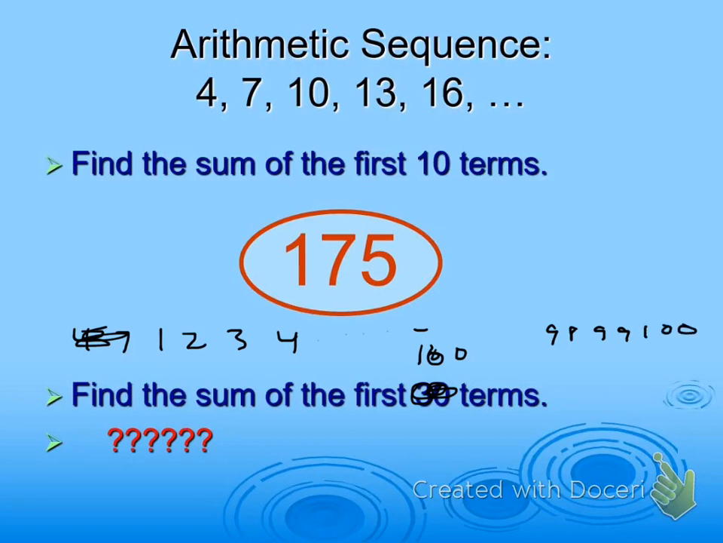Okay, everybody see me? And what the young Gauss saw was, if I went 1 plus 100, that's 101. 2 plus 99, that's 101. 3 plus 98, that's 101. 4 plus 97, that's 101. And Gauss said there's 50 combinations of 101. So I just took 50 times 101. Everybody take 50 times 101. What is it? 5,050. That's the sum of the first 100 terms.